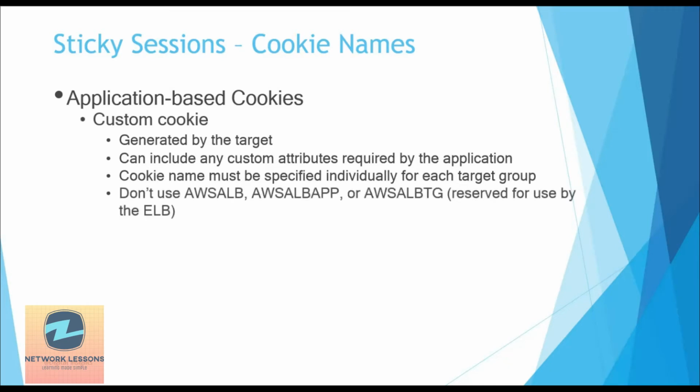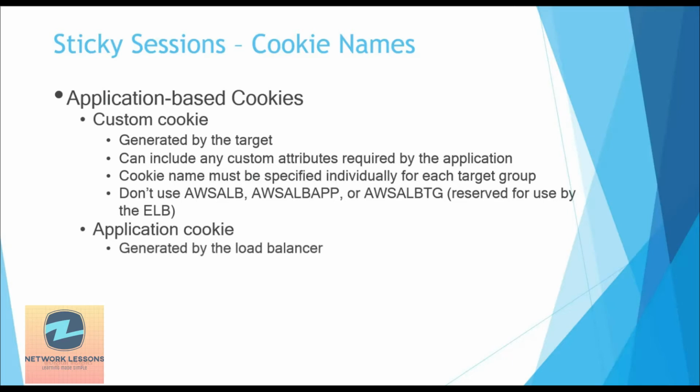You will see that. Now, these are the names of the cookie that you cannot use, because these are reserved for use by the ELB itself. So you have AWSALB, which is used by the ELB, and AWSALBAPP, and AWSALBTG, which is used by the target group. So these are the names that you should not use while creating the cookie. We will see in the demo. Then you have the application cookie. Now you can have cookies based on the application that you're using.